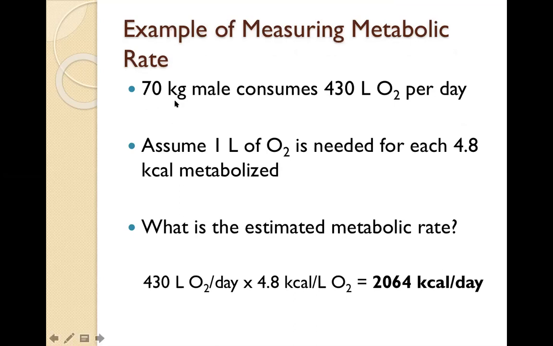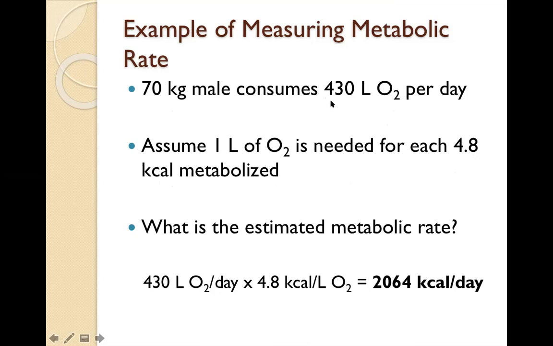So assume a 70 kilogram male consumes 430 liters of oxygen per day. And you'd get this information in a question if I asked you. You'd also get this next piece of information in the question. Assume that 1 liter of oxygen is needed for every 4.8 kilocalories metabolized. So for every 4.8 kilocalories that you need to use, you need 1 liter of oxygen. But we know that this person needs 430 liters of oxygen every single day. And the question will be, what is the estimated metabolic rate?